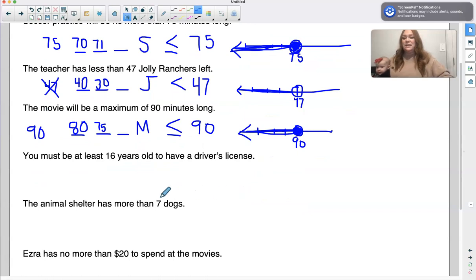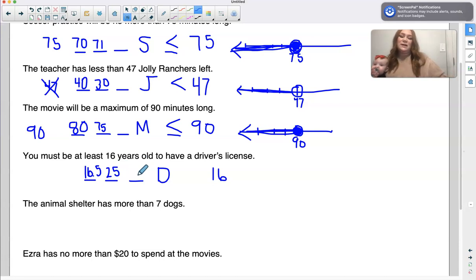Our next one says you have to be at least 16 years old to have a driver's license. So this is something we're familiar with. So your driver's license, we're going to put D for driver's license. And we're comparing that to being 16 years old. So we need to come up with some options for that solution set of how old you can be to get your driver's license. So if you are 16 and a half, you can get a driver's license. If you are 25, you can get a driver's license. So tell me one other choice you can do to get a driver's license, right?